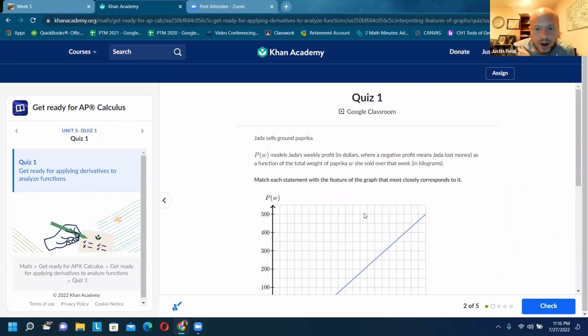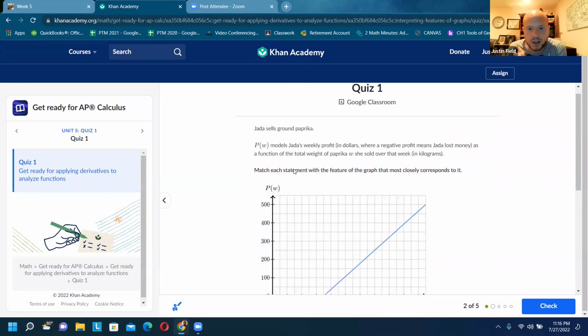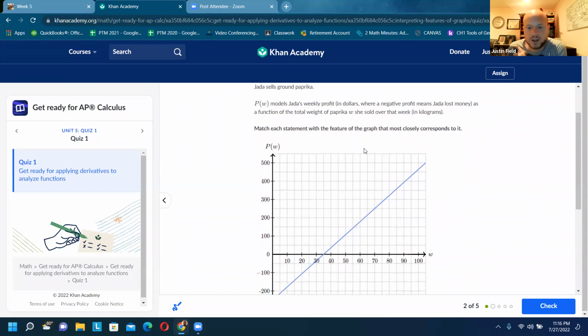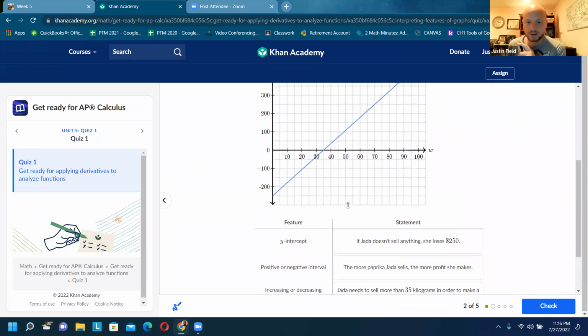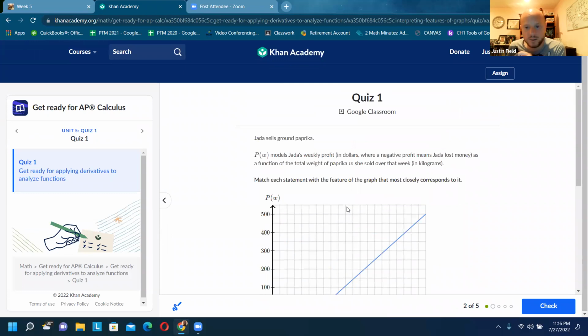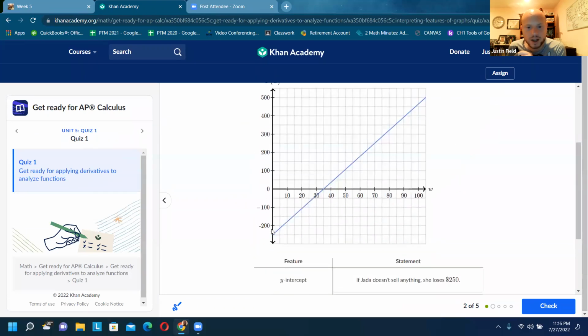Jada sells ground paprika. P of W models Jada's weekly profit in dollars, where a negative profit means she lost money, as a function of the total weight of paprika W she sold over that week. Match the statement with the feature. Okay. So let's make sense of this problem. Negative 250, something like that.